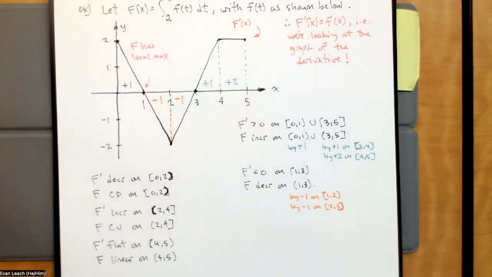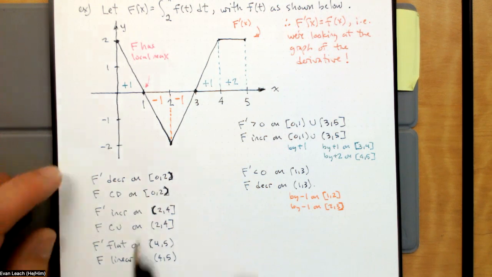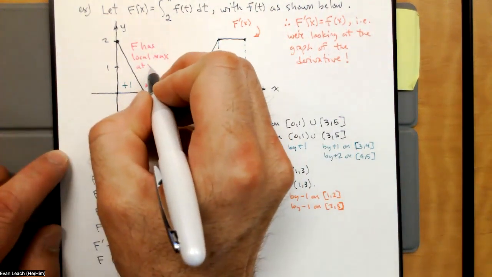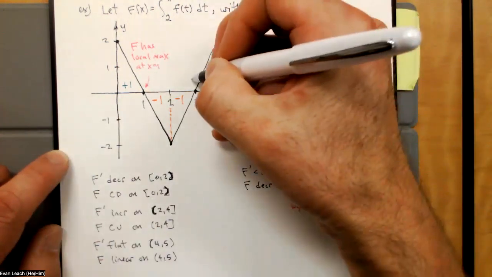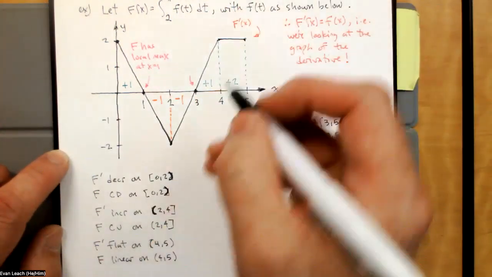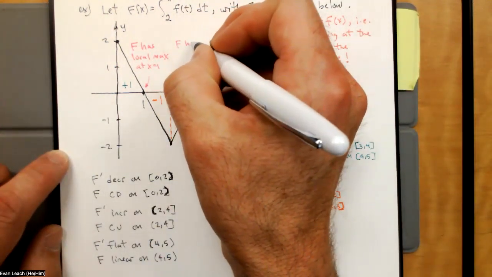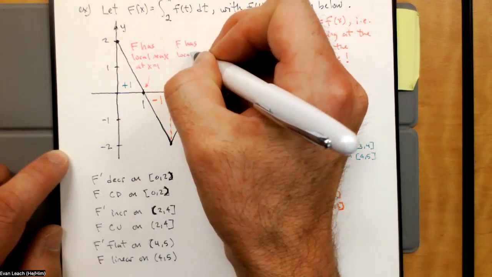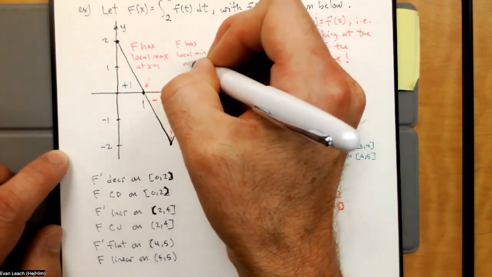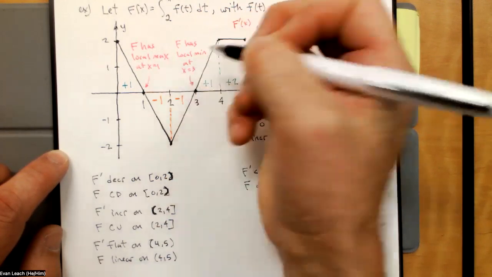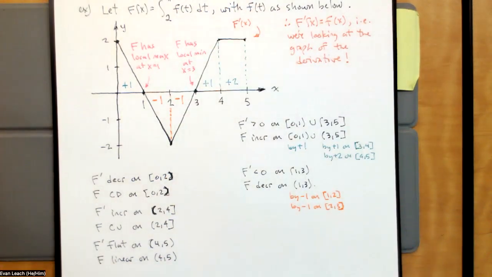I spelled X wrong. F has a local max at 1 because the derivative changes from positive to negative. So the function changes from increasing to decreasing. And we'll see that F has a local minimum at 3. Because the reverse happens. The derivative changes from negative to positive, so the function changes from decreasing to increasing.